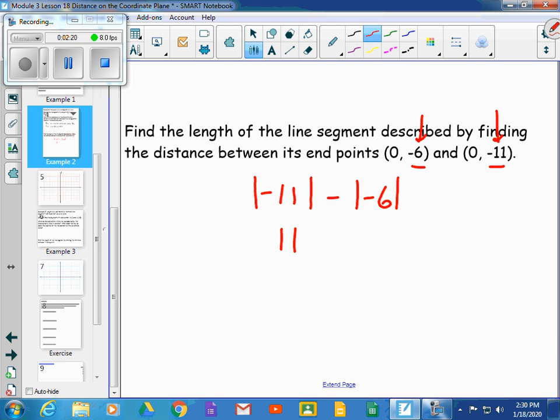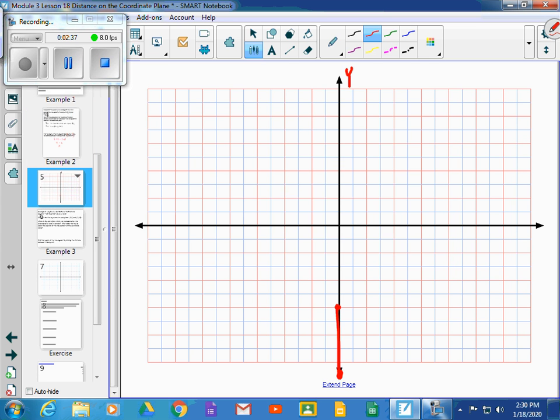In this case, the absolute value of -11 is 11, and the absolute value of -6 is 6. And when we subtract those, we get 5. We should have 5 units as the length of that line. If we count the spaces, there are 5 spaces between them.